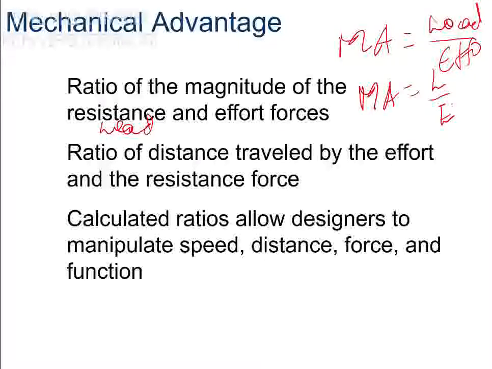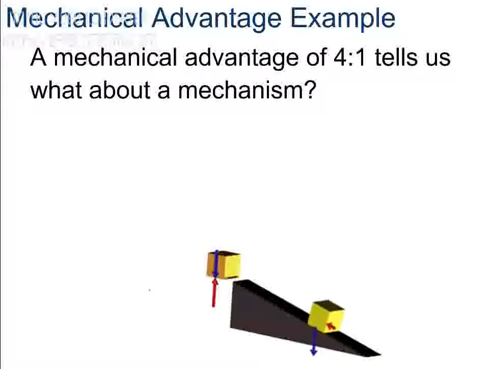The ratio of the distance traveled by the effort and the distance traveled by the load is also another ratio for the mechanical advantage. A calculated ratio allows designers to manipulate speed, distance, force, and the function of the motion. Let us take a mechanical advantage example: a mechanical advantage of 4, ratio 1.